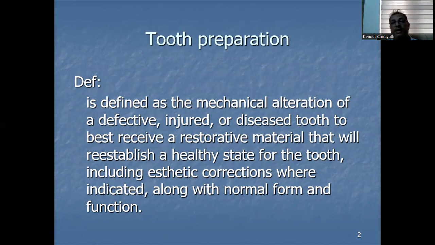It is defined as the mechanical alteration of a defective, injured, or diseased tooth to best receive a restorative material that will re-establish a healthy state for the tooth, including the aesthetic correction, wherever indicated, along with the normal form and function. So actually it is the mechanical alteration of the carious tooth to receive a restorative material, to make the tooth healthy, with aesthetic correction, and also to get a normal form.